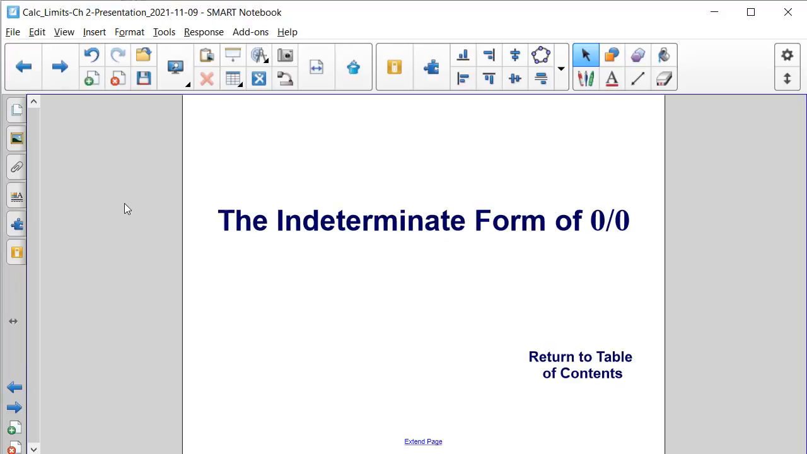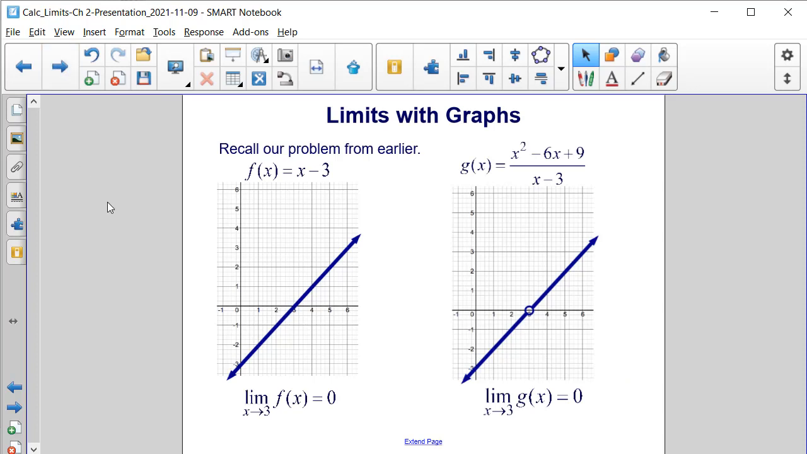The indeterminate form of 0 over 0. Recall our problem from earlier. We had f of x is equal to x minus 3, and the limit of f of x as x approaches 3 was 0. And the function g of x was equal to x squared minus 6x plus 9, all divided by x minus 3. And the limit of g of x as x approaches 3 was also 0.